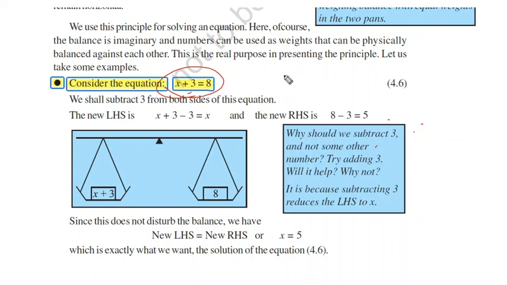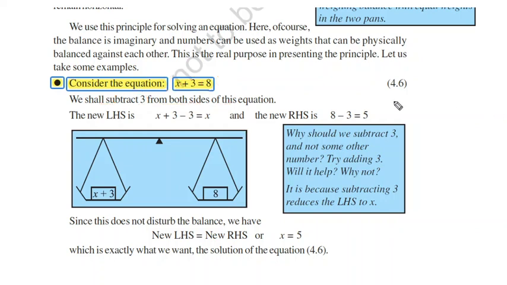So here our equation is x plus 3 equals 8. Here LHS is x plus 3, RHS is 8. Now what will we do? We have to eradicate this plus 3. So we will subtract 3. If we subtract 3 from LHS, we have to subtract 3 from RHS. So we shall subtract 3 from both sides, that is both LHS and RHS.